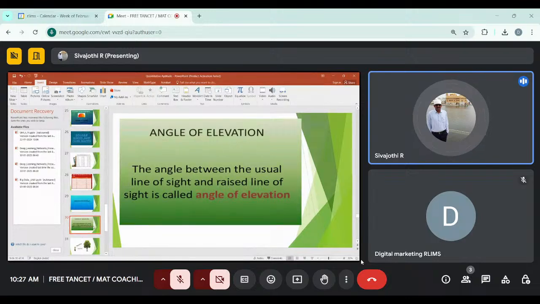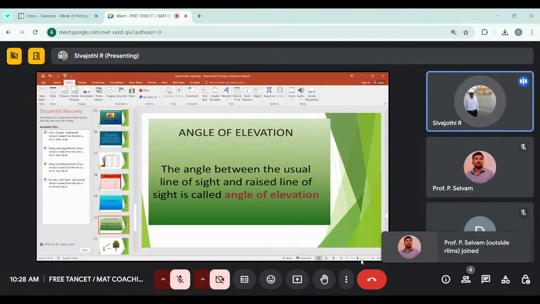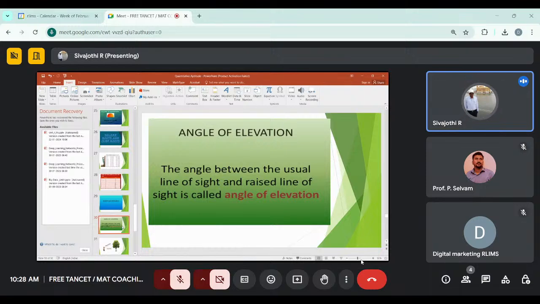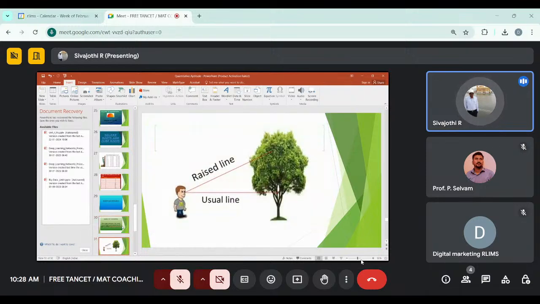The angle between the usual line of straight sight and a raised line of sight is called the angle of elevation. Whenever you are seeing a building, your eyesight going upward to the building is called the angle of elevation. Angle of depression is if you are looking down to the building or down to the mountain or down to the earth. Okay, so raised line, usual line, this is called the angle of elevation. I'll show that one boy is standing in front of the tree, his angle of elevation between the upward line and the usual line.